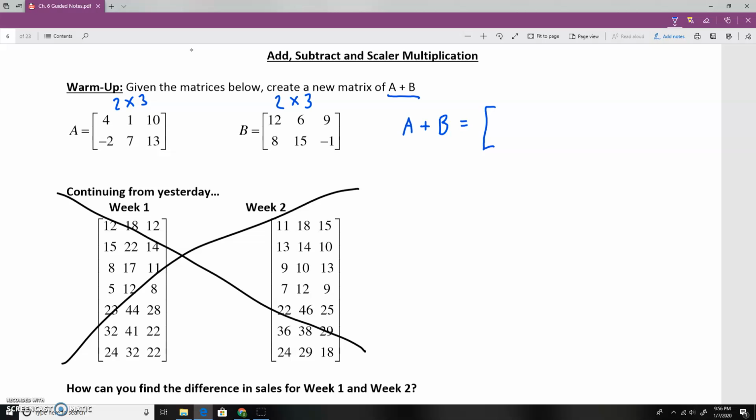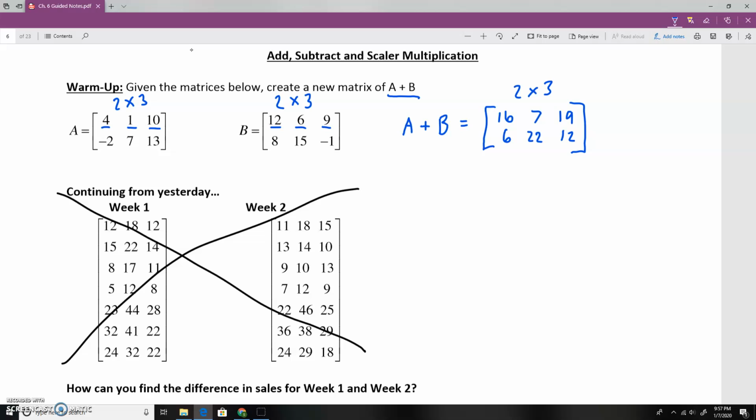Now, when I'm adding, I take the numbers from the same positions and I add them. So 4 plus 12 will give me 16. 1 plus 6 is 7. 10 plus 9 would be 19. And then on my row 2, negative 2 plus 8 is 6. 7 plus 15 would be 22. And then 13 plus negative 1 would give me 12. And that would be my new matrix. Notice it is also a 2 by 3. It's the same size as the original ones.